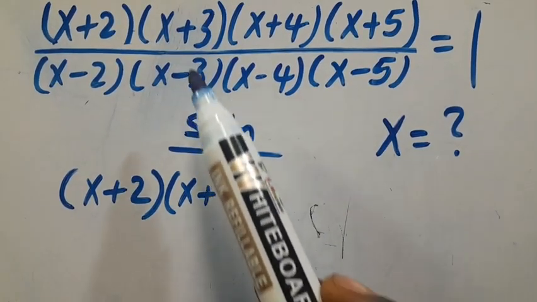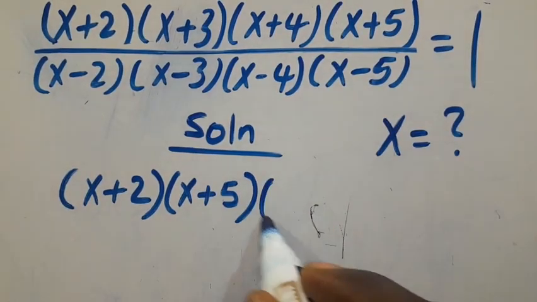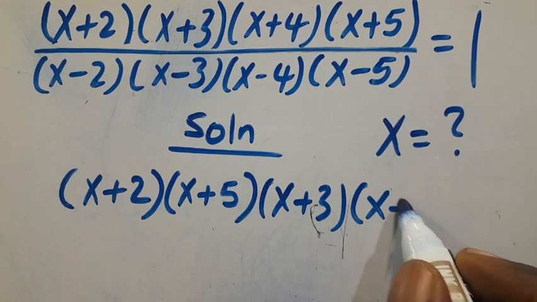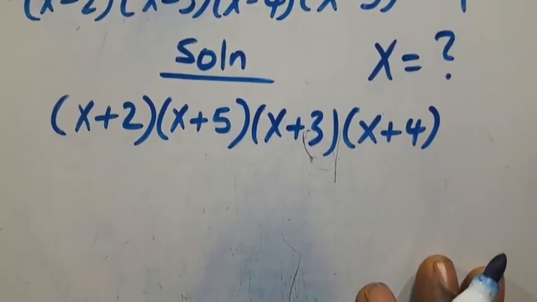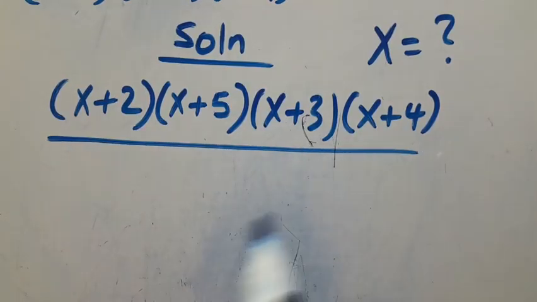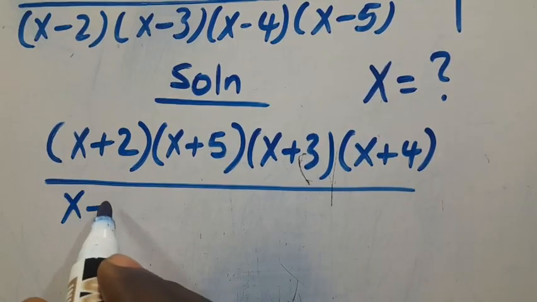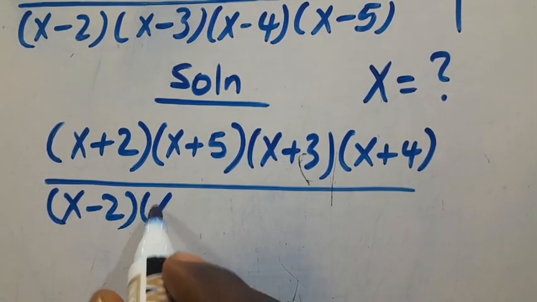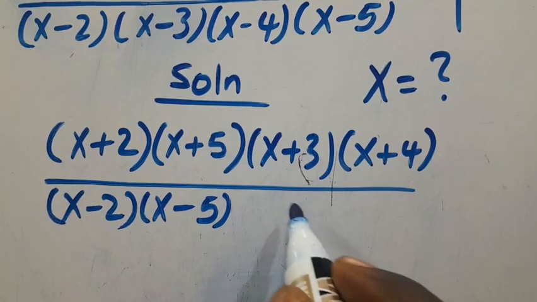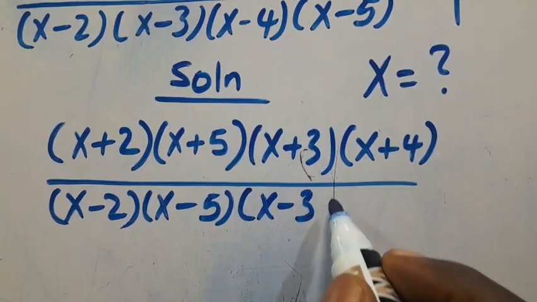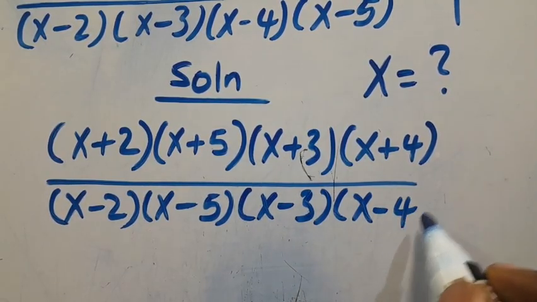Let's take this and this together. We have (x + 3) multiplied by (x + 4) in parentheses. Then let's also do this for this one. We have (x - 2) in parentheses multiplied by (x - 5) in parentheses. Then let's also do it for this. We have (x - 3) in parentheses multiplied by (x - 4) in parentheses.